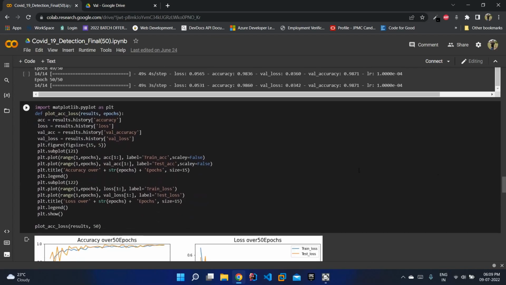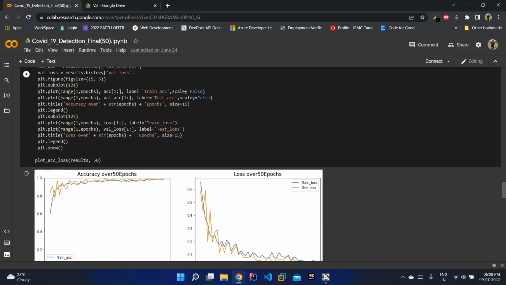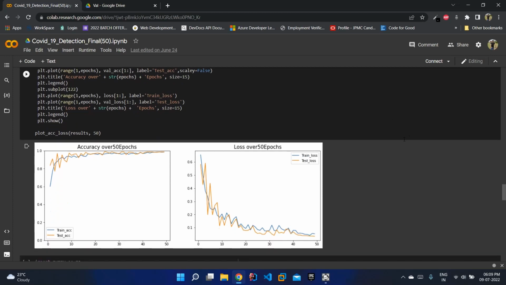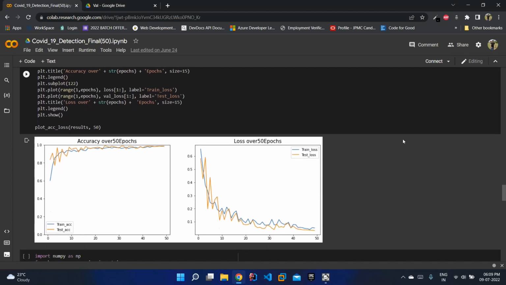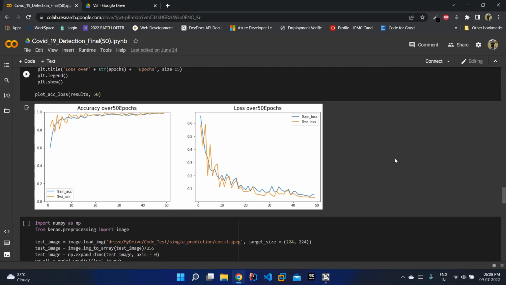Once the model was built, we then performed a simple plot over the accuracy measures and the loss measures, comparing them between the training and testing scenarios. The same is indicated here.